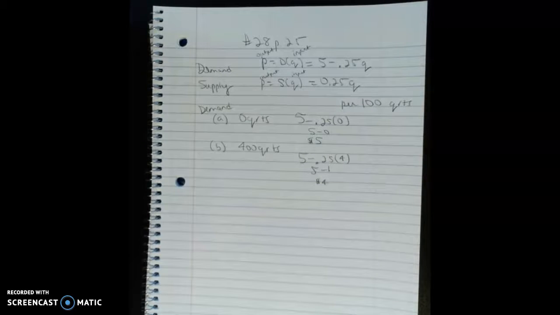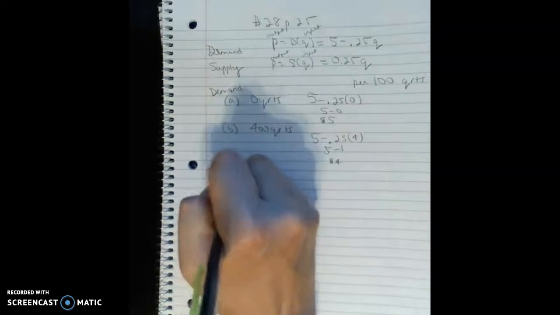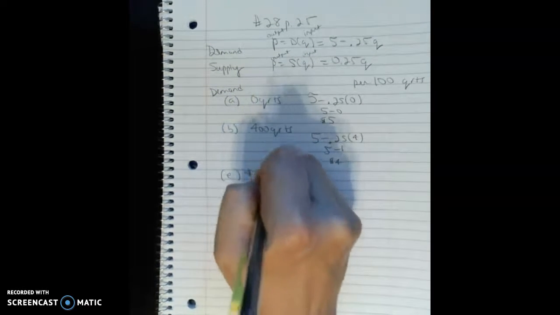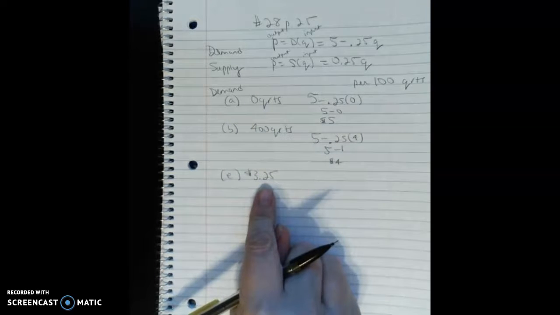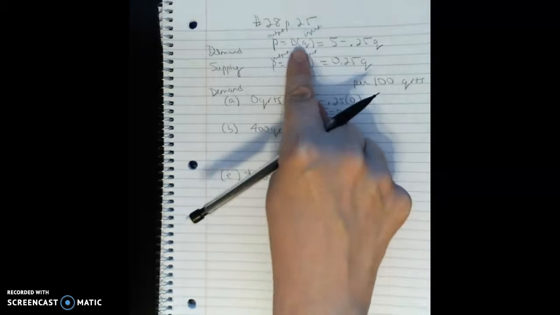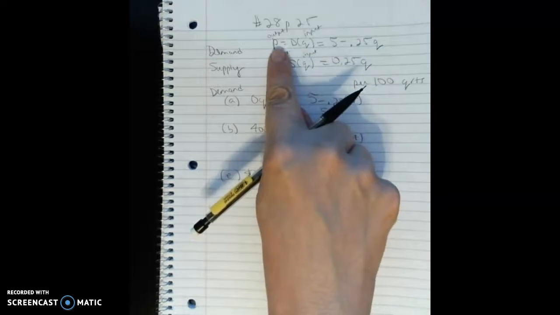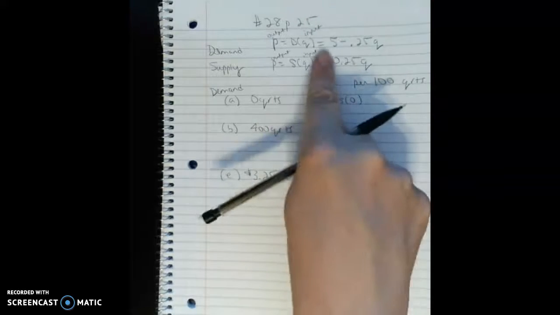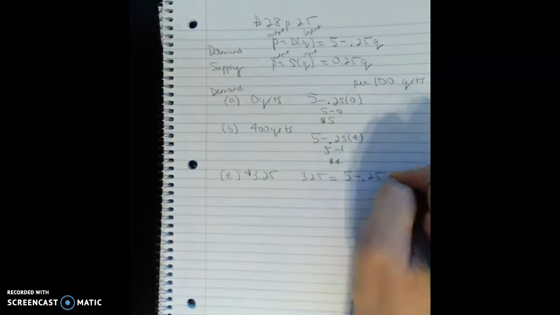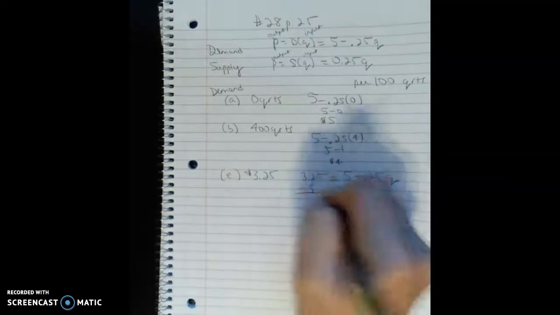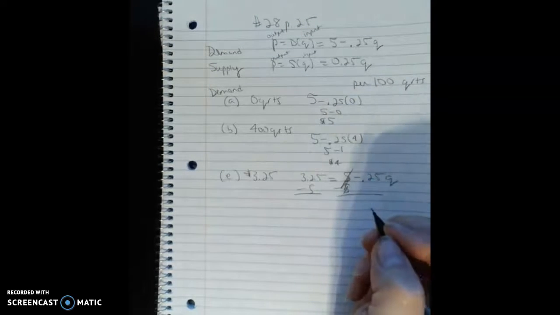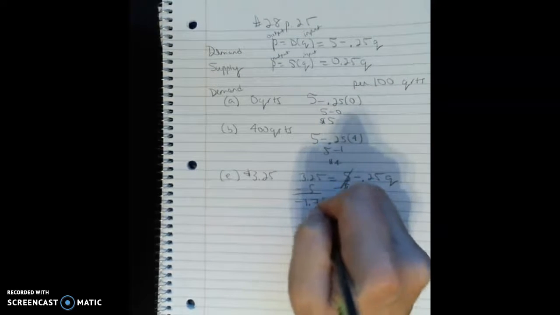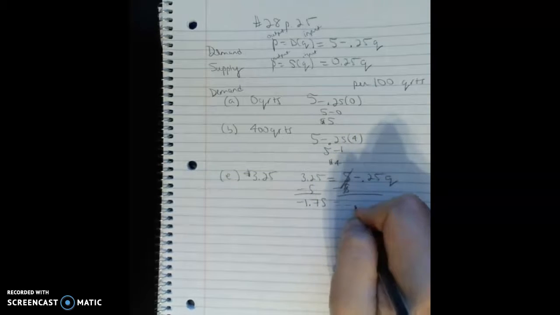Okay. So that's input. And then the other thing I could do is give you the output and have you figure out the input. So let's look at, say, E. When would the price be $3.25? And again, we're still dealing with the demand function right now. That's the output because price is your output. So I have 3.25 equals 5 minus 2.5Q, subtract the 5. And let's see if I can do some mental math on a Friday night.